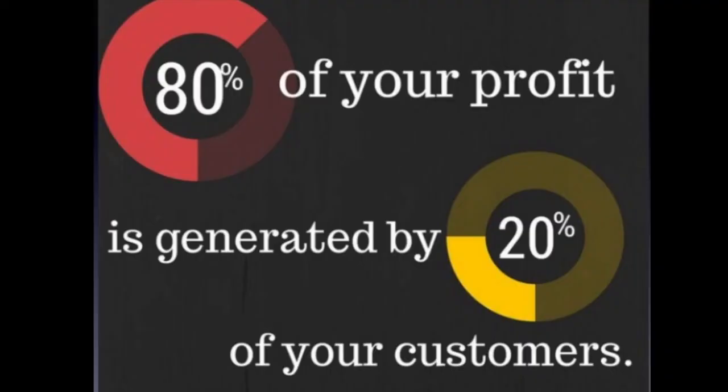Here we can see 80% of your profit is generated by 20% of your customers. Well, what's wrong with this graphic? It's pretty easy to see that these numbers, 80% and 20%, should add up to 100, but those pieces of the graph wouldn't fit together, right? There'd still be a gap there. So you can't just eyeball it when creating infographics. You have to be precise.